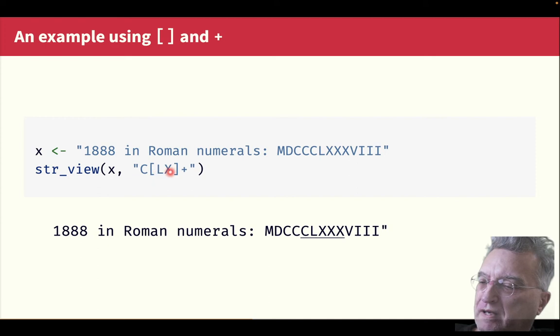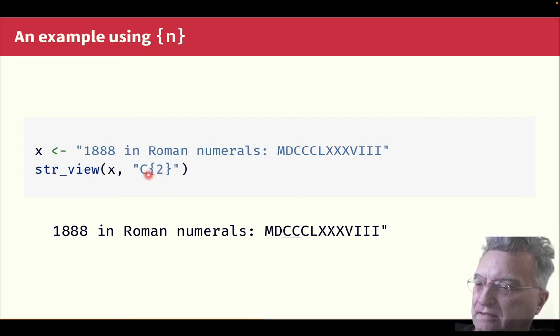C followed by L or X plus is going to match any series of X's or L's after the C. C{2} will match exactly 2 C's. So we have exactly 2 C's here. C{2,} will match at least 2 C's, but it could match more. So it can match 3.